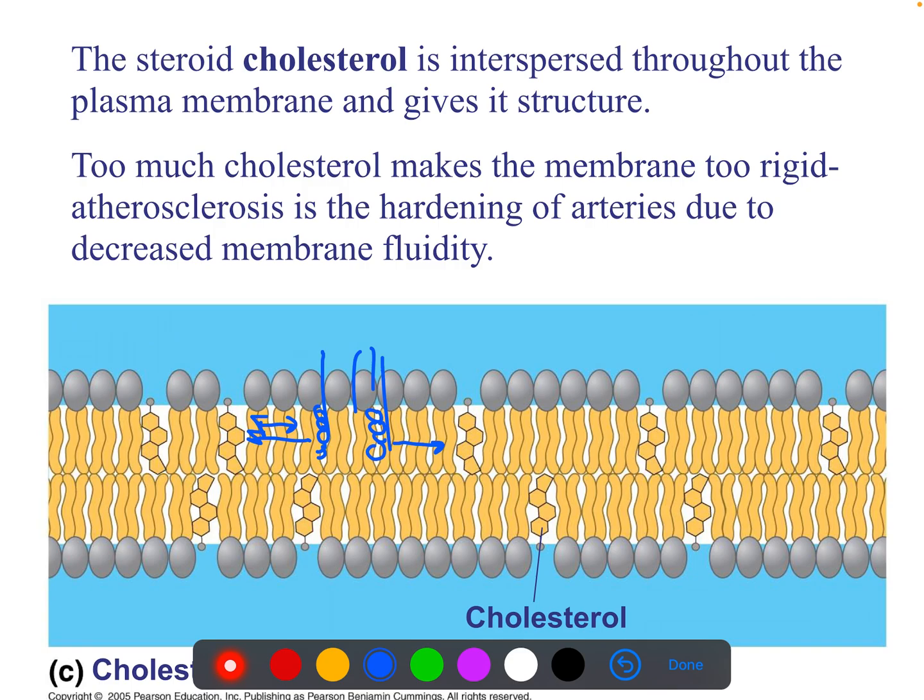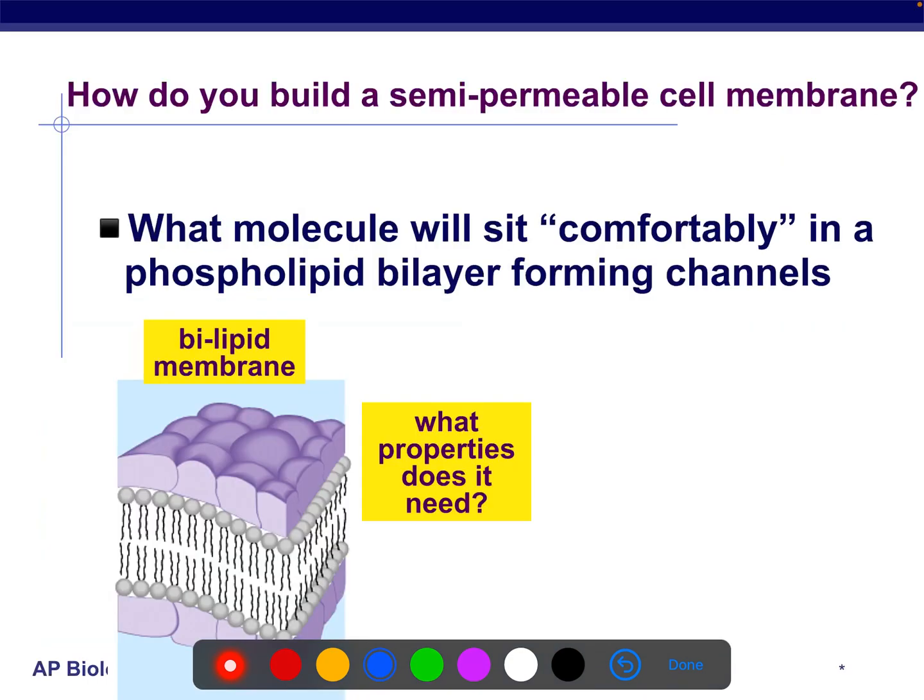You don't want too much cholesterol, because that would lead to the hardening of these membrane walls, but you don't want too little cholesterol, because then anything is just going to be able to pass through the cell membrane, and that permeability, or the choosing of what goes in and out, is lost.